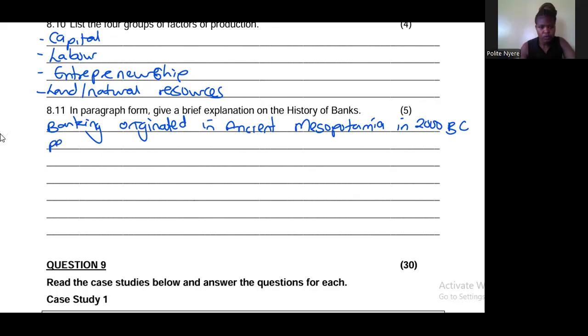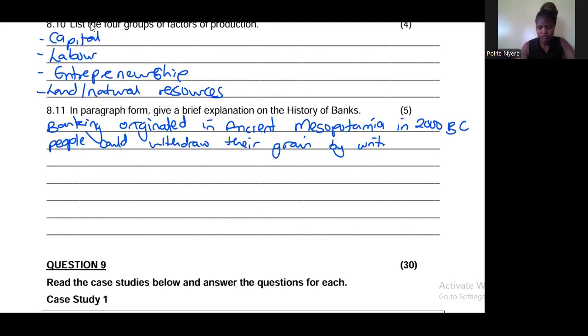So people in this case could withdraw their grain by writing an ordered instruction. It means they would write out an ordered instruction.